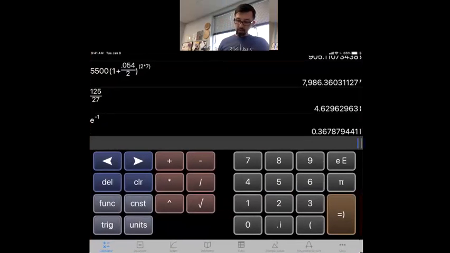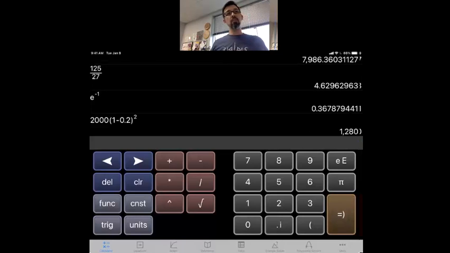Okay? So 2,000 parentheses 1 minus 0.2 parentheses caret 2. So right now I should stop and check. Does that look okay? But then when I hit enter, any good scientific graphing calculator should give you a display like over there on the left. You look at that and say, does that look like what I wrote? The way it types and the way you wrote it need to match.